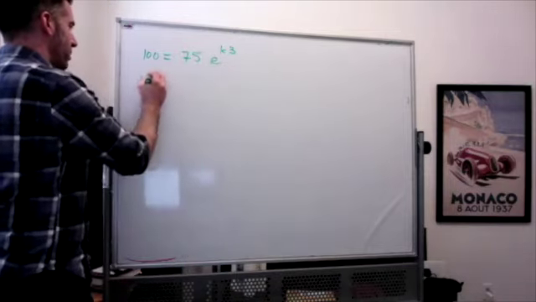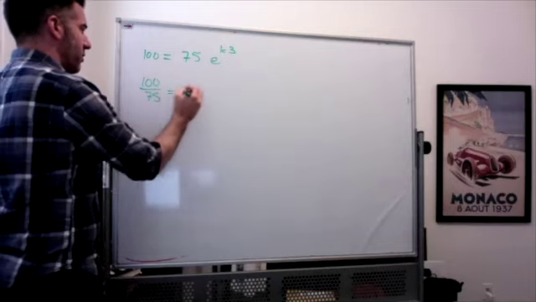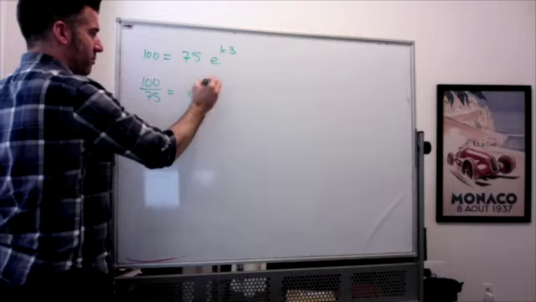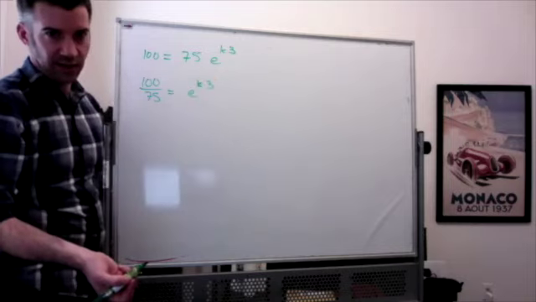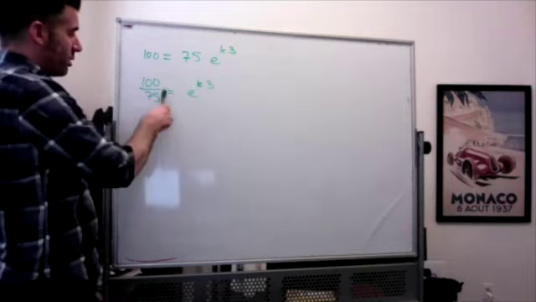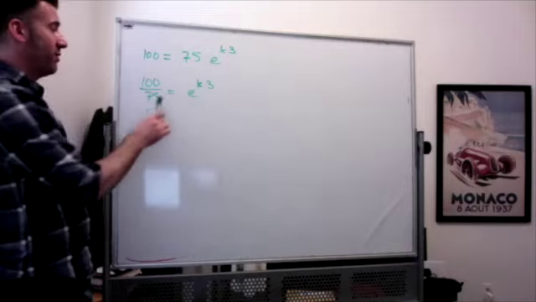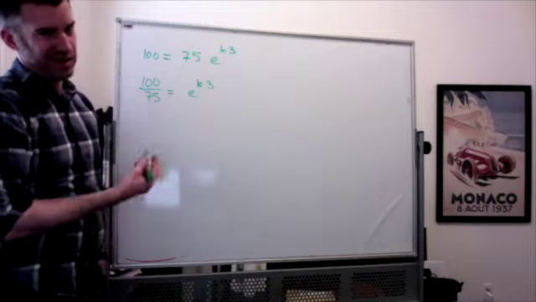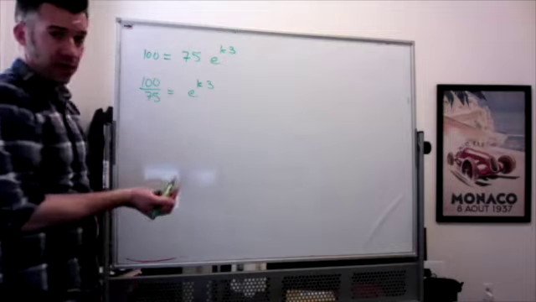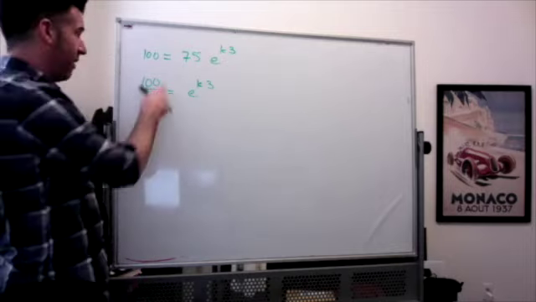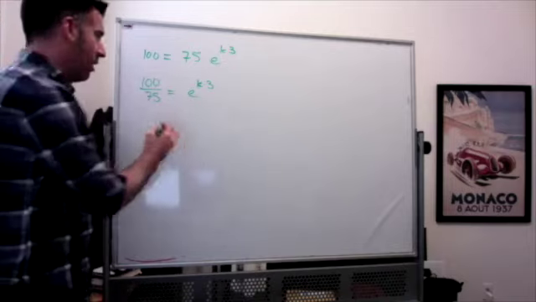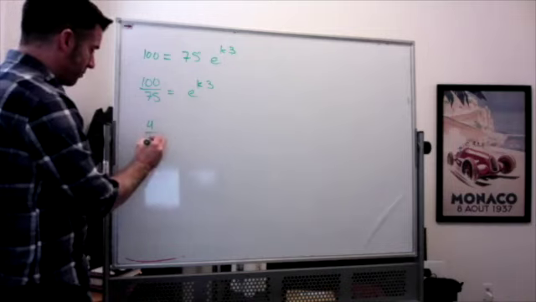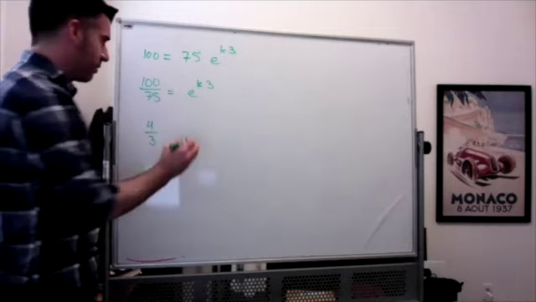So we're going to have 100 divided by 75 equal to e to the 3 times k, or k times 3. Either way you want to say it. I usually write 3 times k. You don't have to, but we often like to reduce this fraction. You can either write it as a decimal if it's nice, it's not nice in this case really, or you can reduce the fraction. This reduces to 4/3, right? I can divide the top and bottom by 25. 100 divided by 25 is 4. 75 divided by 25 is 3. That's just going to be a little easier to work with.